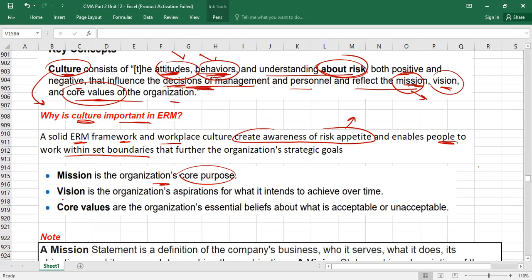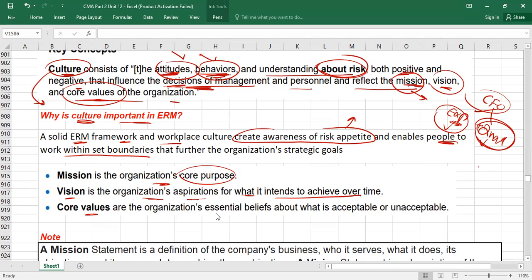But what is vision? Vision is the organization's aspiration for what it intends to achieve over time. In simple words, vision means where you want to be in the future. For example, as a student, maybe you want to be a CFO in the future. To become a CFO, let's assume you need two things: experience and qualifications. You are working and gaining experience, and you are also studying for a professional qualification. So your current mission is maybe to achieve the qualification, and with the right qualification and the right experience, in the future you will become the CFO of the organization.